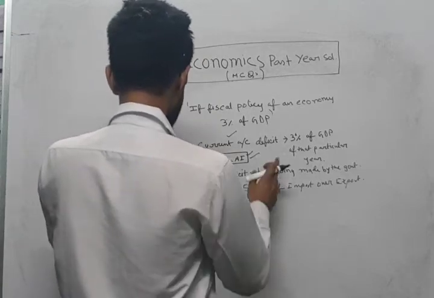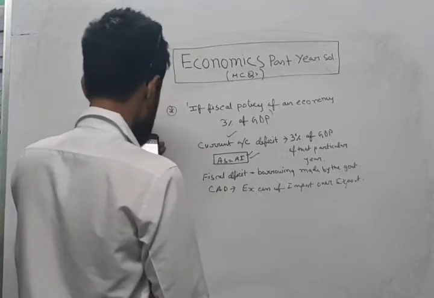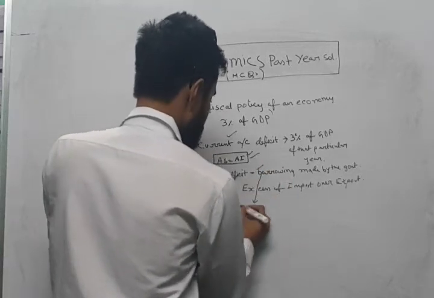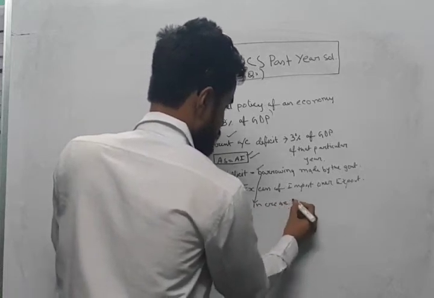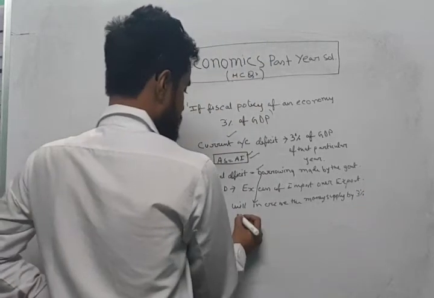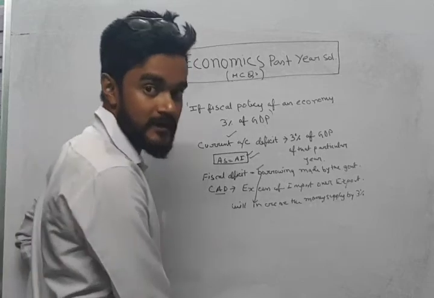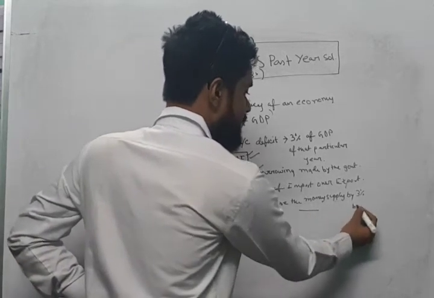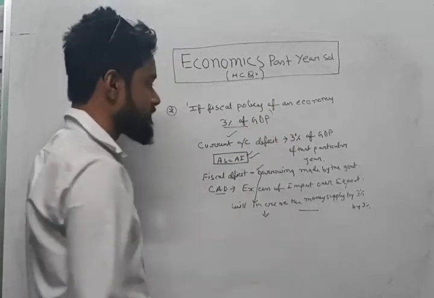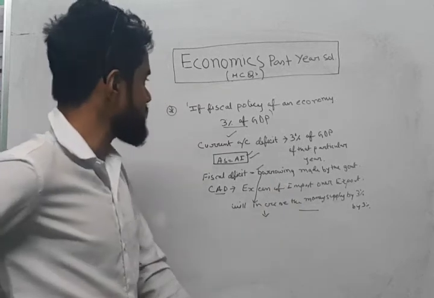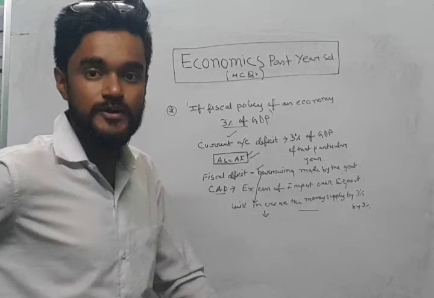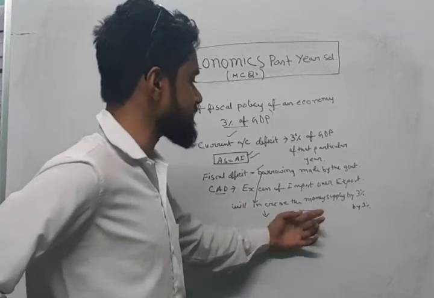Now, borrowing of the government will increase the money supply by 3%, and the current account deficit will decrease the money supply by 3%. So we know that if the fiscal deficit of an economy is 3%, which eventually means the borrowing made by the government is 3%, then by borrowing, the government increases the supply of money by 3%.